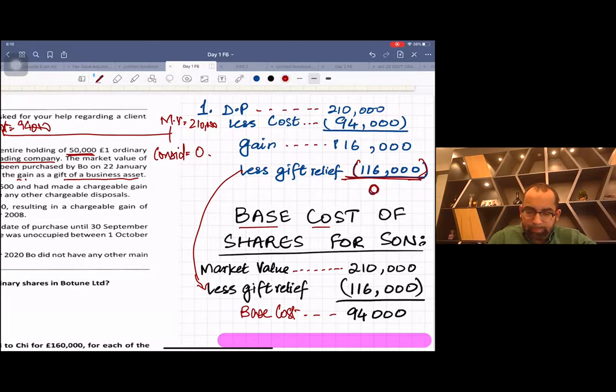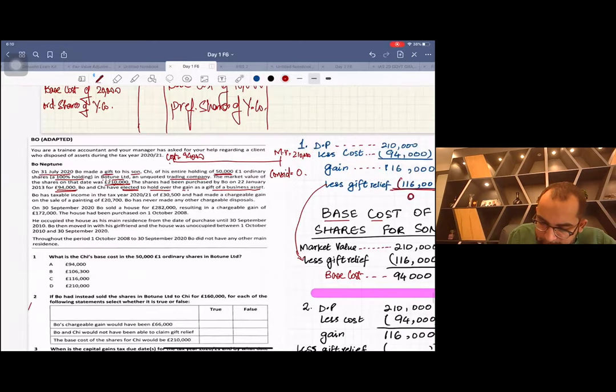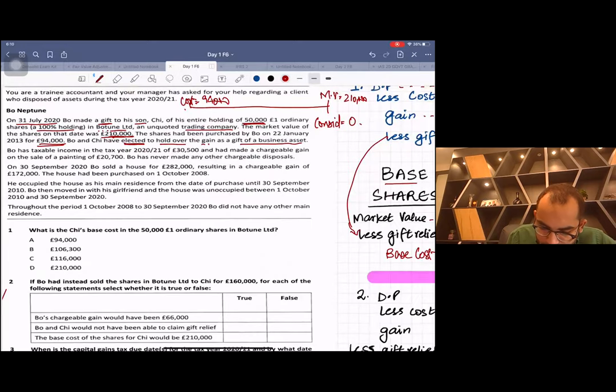Now, next part. What is the base cost of 50,000 ordinary shares in Botion Limited? Answer is 94. Question number one, answer is 94,000, right? Now, they are going to change the requirement.